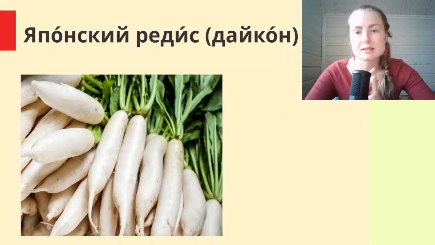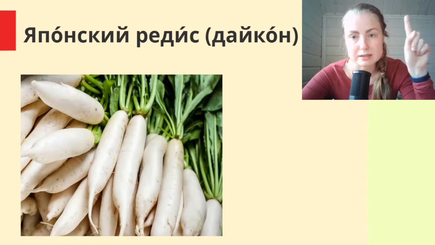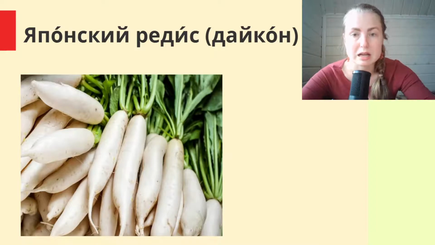Next word is японский редис or daikon. Daikon. It's Japanese radish, or daikon. It's kind of a white radish. Also, we don't have plural forms of this kind of radish. Японский редис, он один.